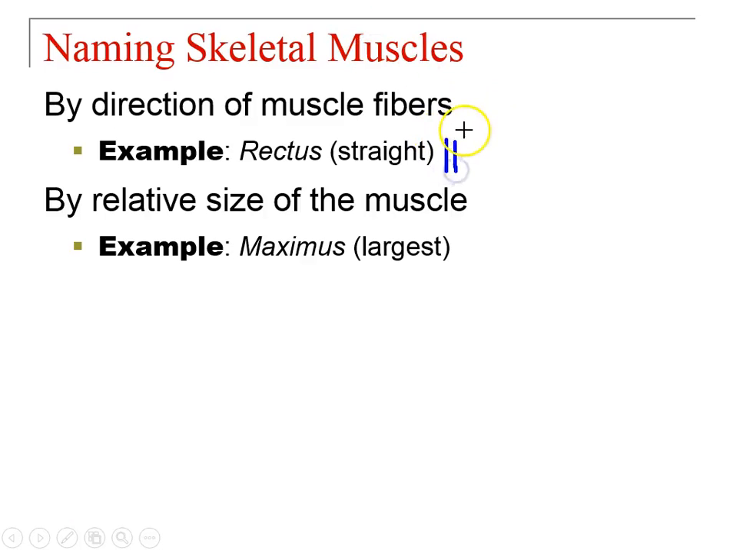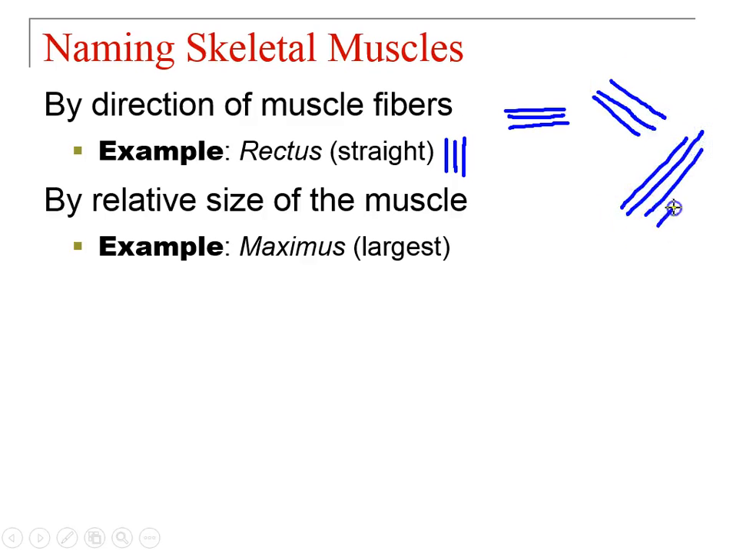Straight up and down. It's like rectus abdominis, rectus. If they run horizontally, that would be called transverse. If they run diagonally, in any direction, that would be oblique.